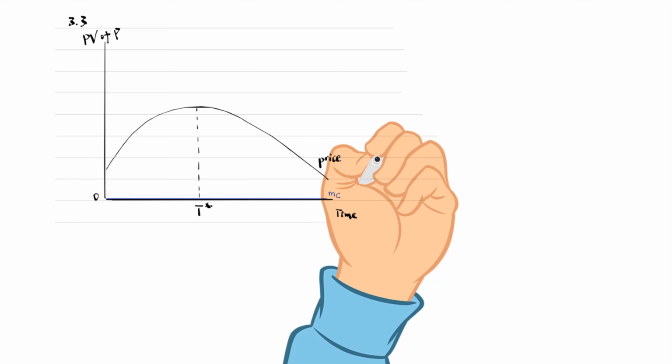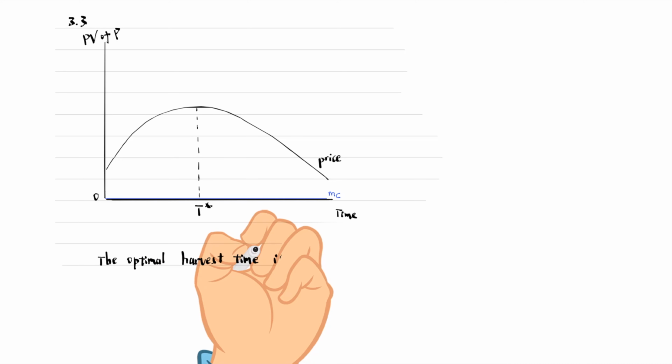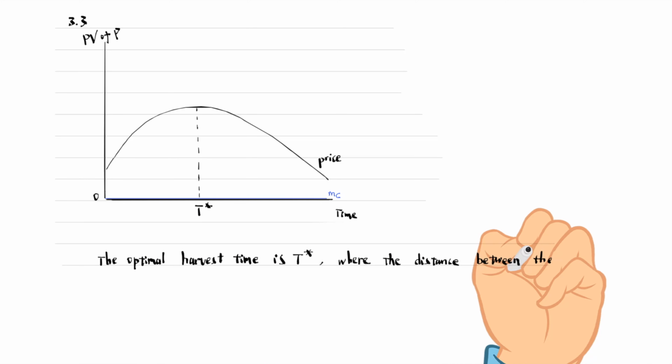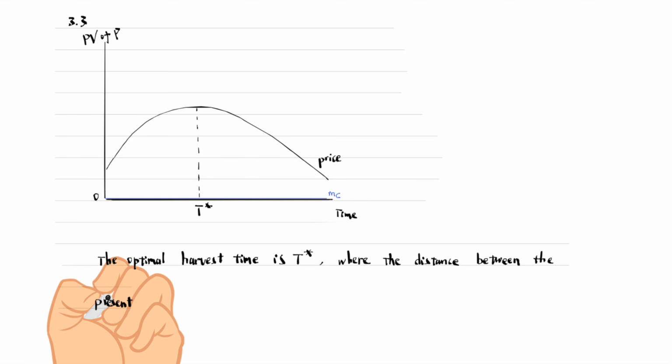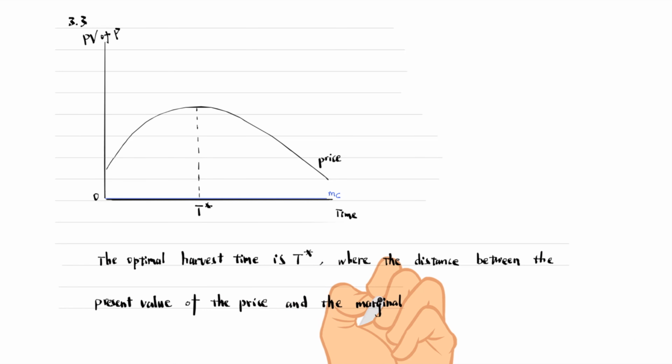As shown in the graph, the marginal cost curve of harvesting is a horizontal line at 0. The present value of the price goes up over time and then drops. The optimal harvest time is T star, where the distance between the present value of the price and the marginal cost is the largest. It is at the peak of the price curve.